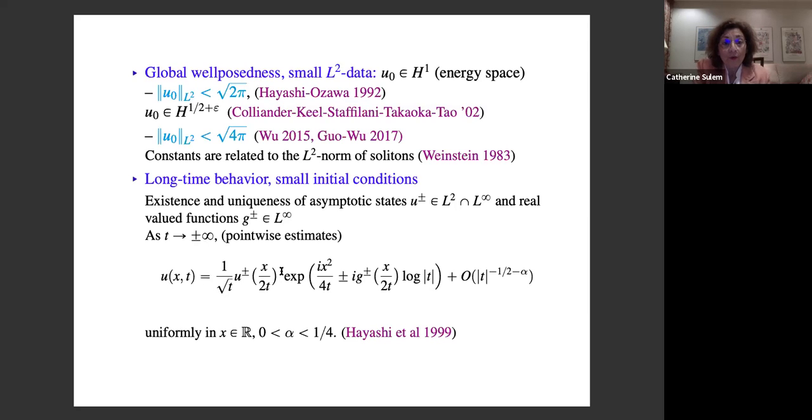And they proved that the rate of decay in time, existence and uniqueness of asymptotic states U plus and U minus, and a phase. And it is interesting to notice that the phase contains a logarithmic correction that also happens in 1D NLS. It's not an unusual result. And they prove this result. This is a pointwise estimate.